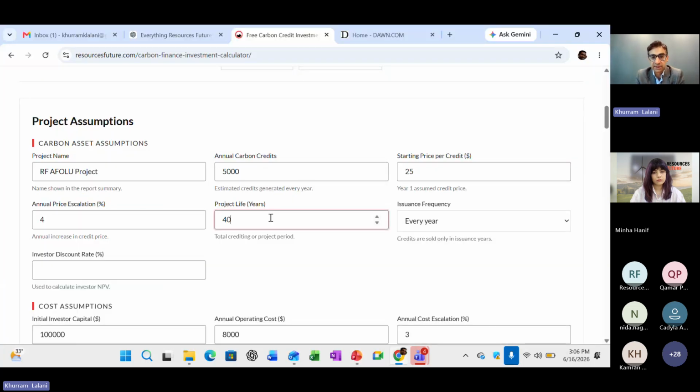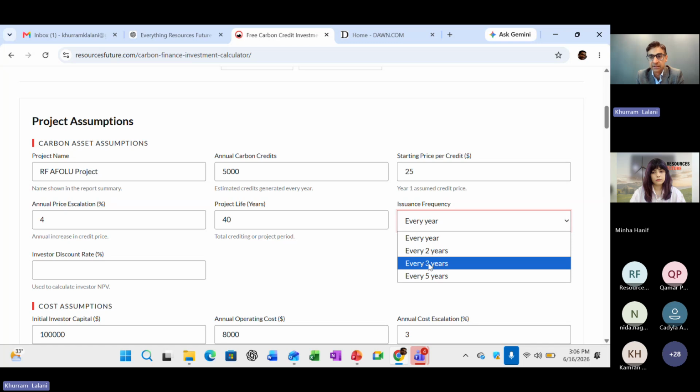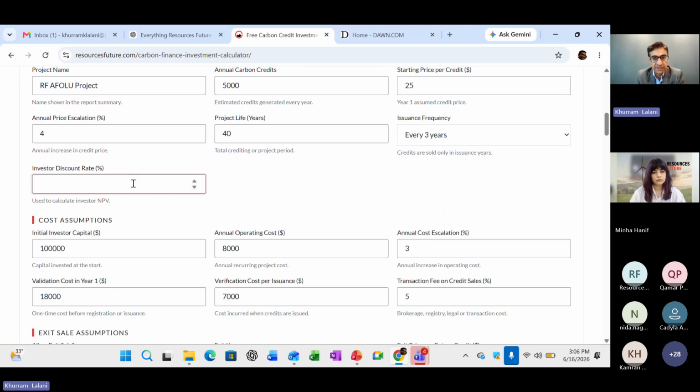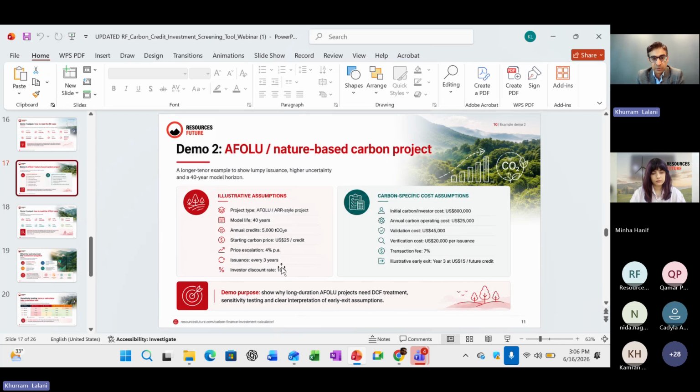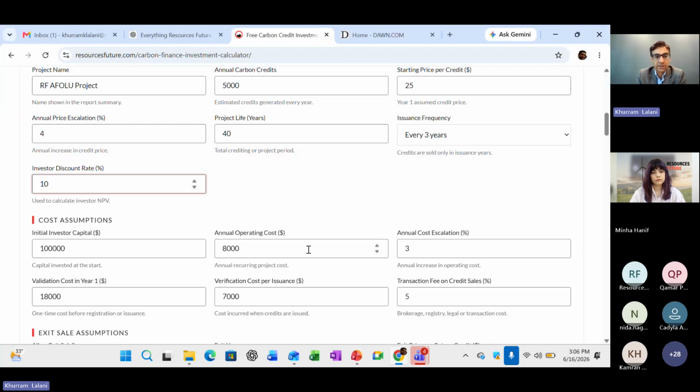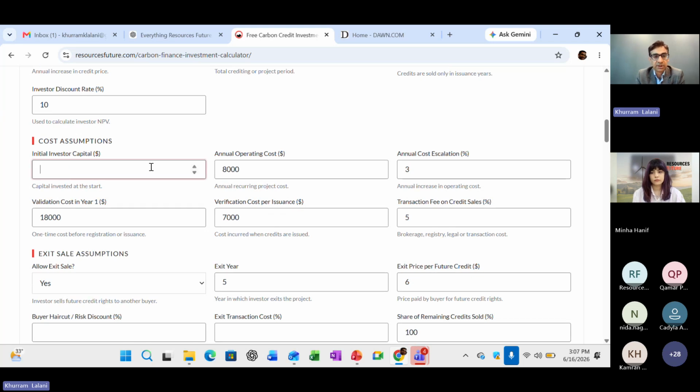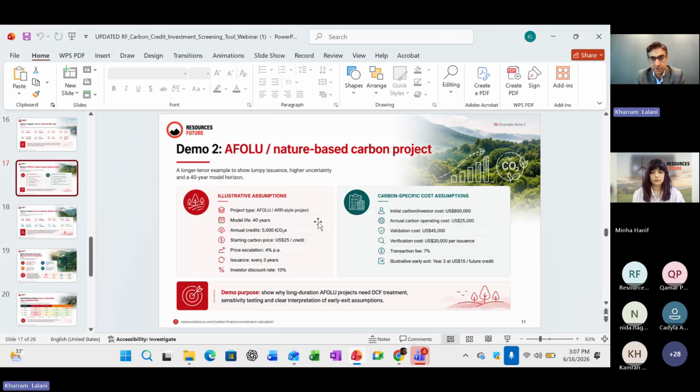If it is 40 years, issuance, we don't really have issuance on an annual basis when it comes to FLU projects. So maybe every 3 years, the verification will take place. And our investor discount rate is around 10%. So we can just input 10 here. When it comes to cost assumptions, I'm going to redo the cost assumptions, so let's start with the cost assumptions.